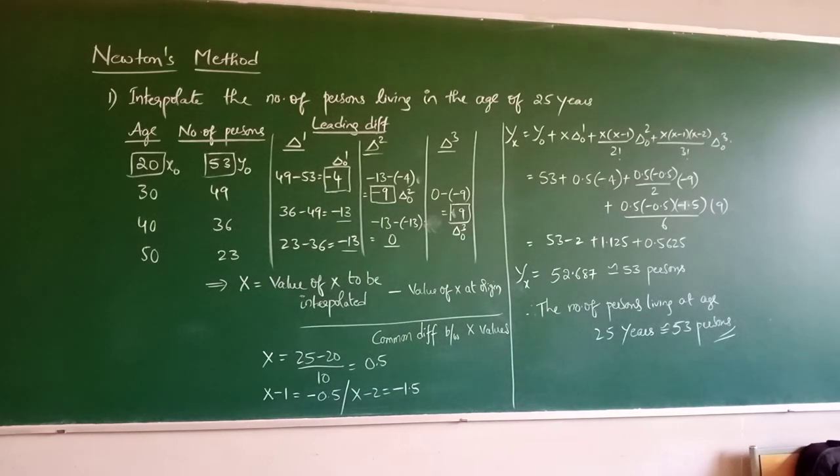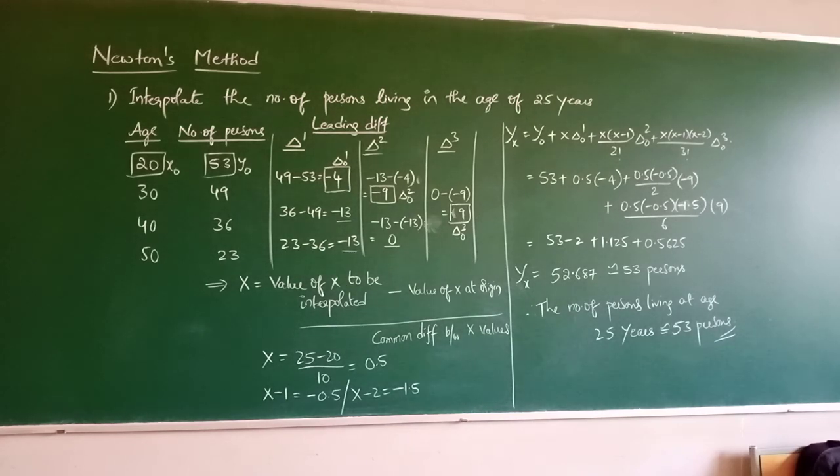So that's the first step. And then calculate the leading difference. Delta 1: 49 minus 53, you will get minus 4. 36 minus 49, you will get minus 13. 23 minus 36, you will get minus 13. And delta 2, the second leading difference. Once again from the first leading difference we should subtract. Minus 13 minus of minus 4 will become plus 4, so minus 13 plus 4 is nothing but minus 9. And then minus 13 minus of minus 13: minus of minus 13 becomes plus 13, so minus 13 plus 13 becomes 0.